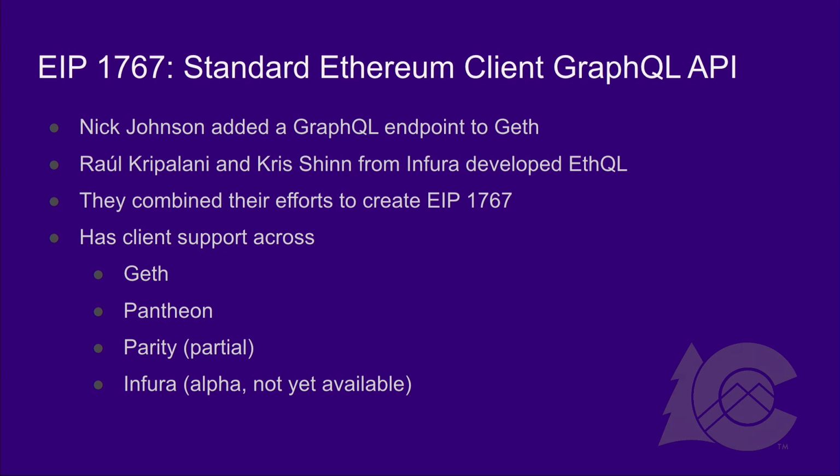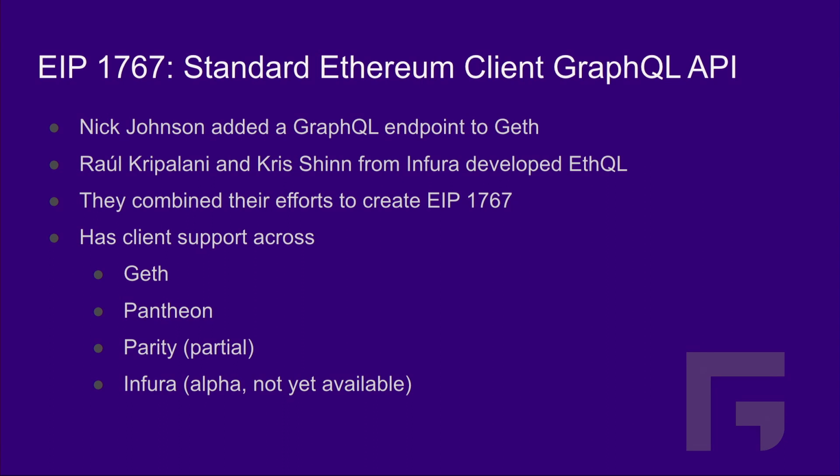Very nice. At the same time, Raul Kripalani and Chris Hartz from Infura were developing ETHQL, their own GraphQL implementation. And so they fantastically combined their efforts to create EIP 1767, which apparently was mostly ETHQL's. I guess they aligned it to that. But it looks like the adoption hasn't proceeded quite as quickly as we might have hoped. We have full client support in Geth and Pantheon. Infura has stated that they have the standard ETHQL, then they have the extended ETHQL, which offers all of their additional bits and pieces on top. But there's no public endpoint that you can communicate with. So it might be just dormant right now, the project.